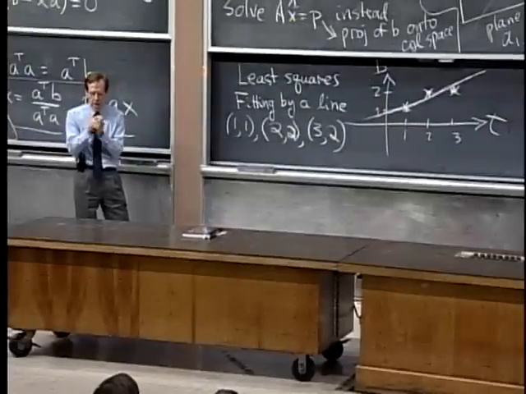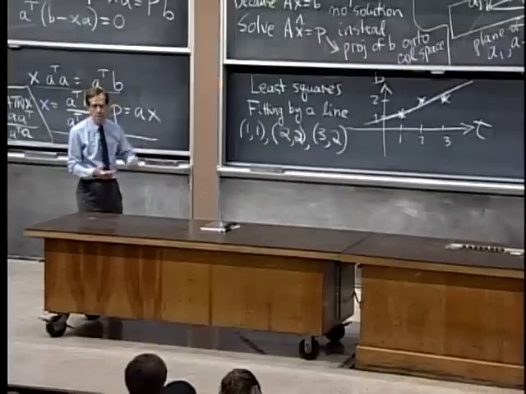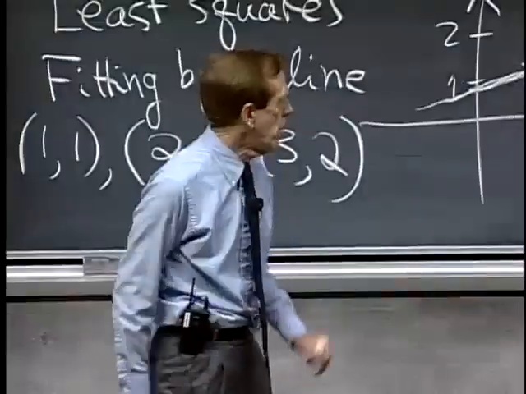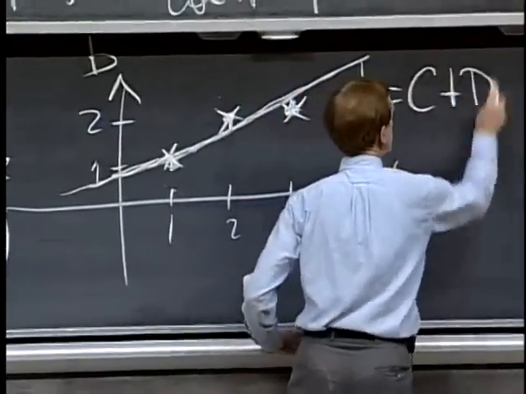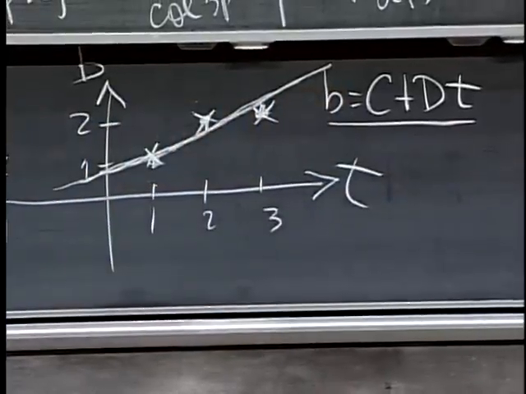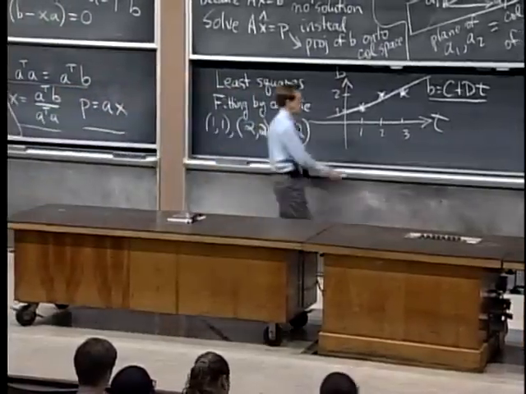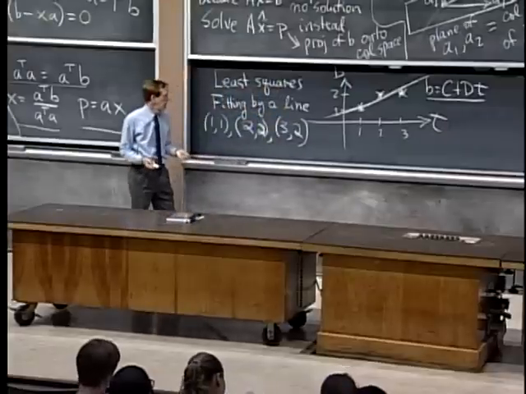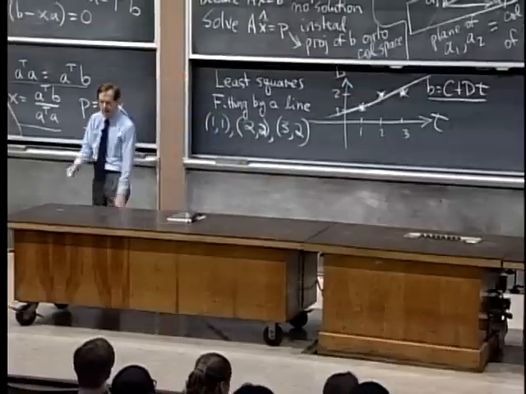Okay, what I'd like to do is find the matrix A. Because once I found the matrix A, the formulas take over. So what I'm looking for is this line, b is C plus Dt. This is in the homework that I sent out for today. Find the best line. So I'm looking for these numbers, C and D, that tell me the line. And I want them to be as close to going through those 3 points as I can get.